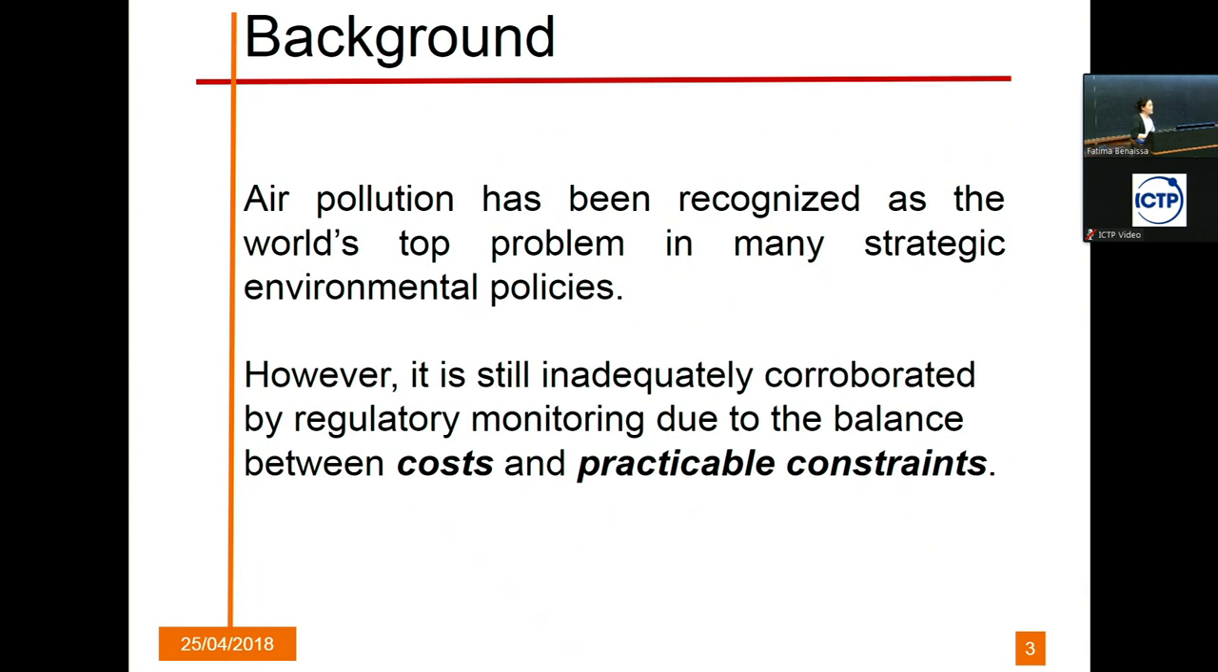Air pollution has been recognized as the world's top problem in many strategic environmental policies. However, it's still inadequately covered by regulatory monitoring due to the balance between cost and practicable constraints.